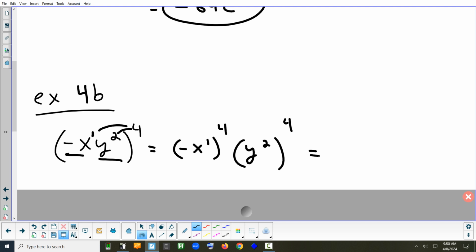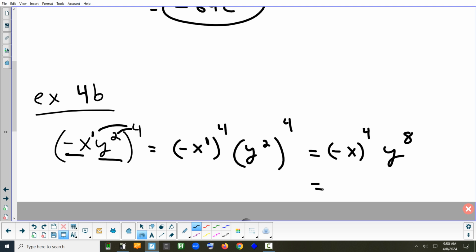Okay. So now we're going to have negative x. And how do we combine the 1 and the 4? Because it's a power to a power. Multiply. Yep, multiply. What's 1 times 4? 4. And now y to the 2nd to the 4th. How are we going to combine the 2 and the 4? Multiply. What's 2 times 4? 8.